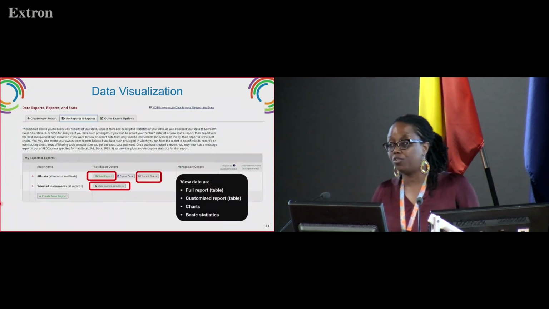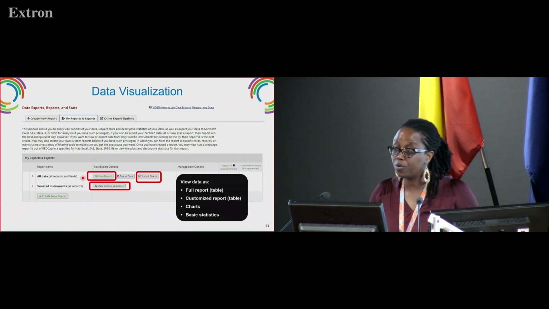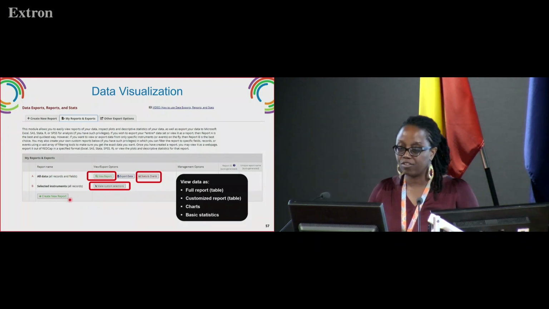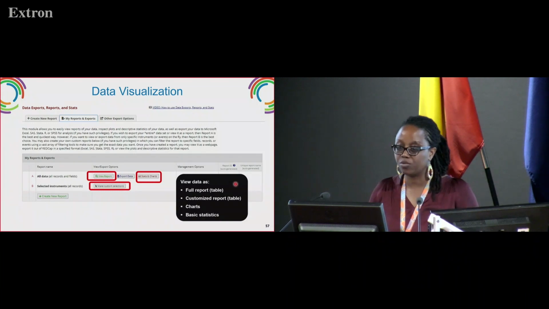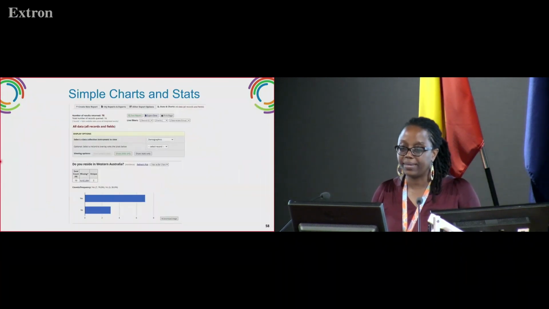What if you want to visualize it? You can visualize it as tables by simply clicking on View Report. You'll see the full table of all the data you've collected. If you just want to know specific things, you can customize your table by making a custom selection where you create a new report. If you want to view it as simple charts and basic statistics, then you can also see it by clicking on the Stats and Charts button. And this is how it appears.